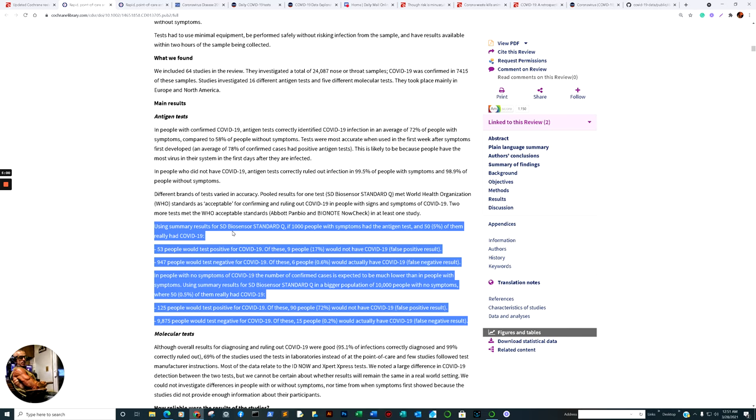With symptoms or without symptoms, 53 people would test positive for COVID-19. Of these, 9 people would not have COVID-19. That's an FP, false positive. That's where it plays into that confusion matrix.